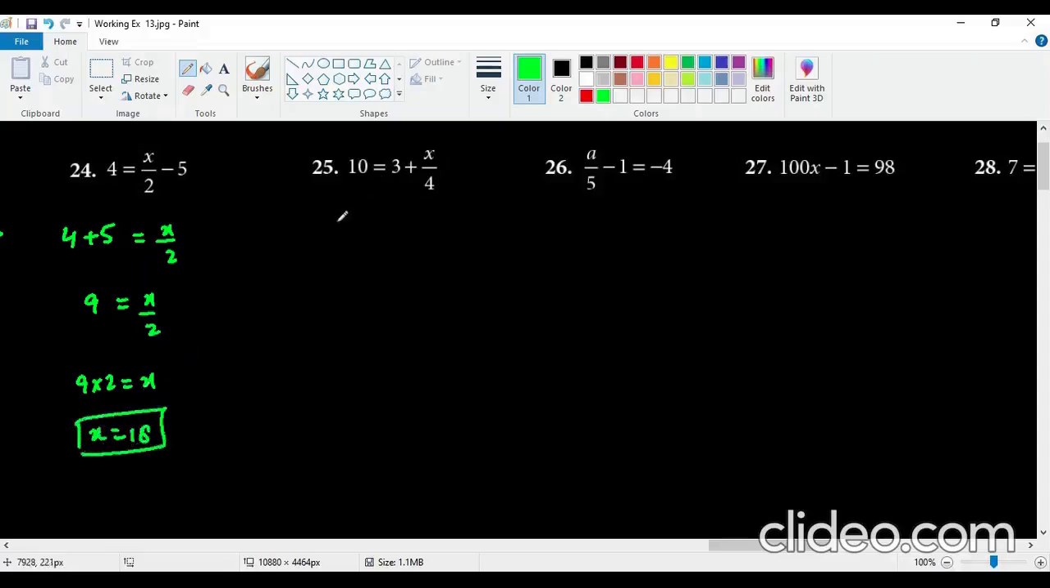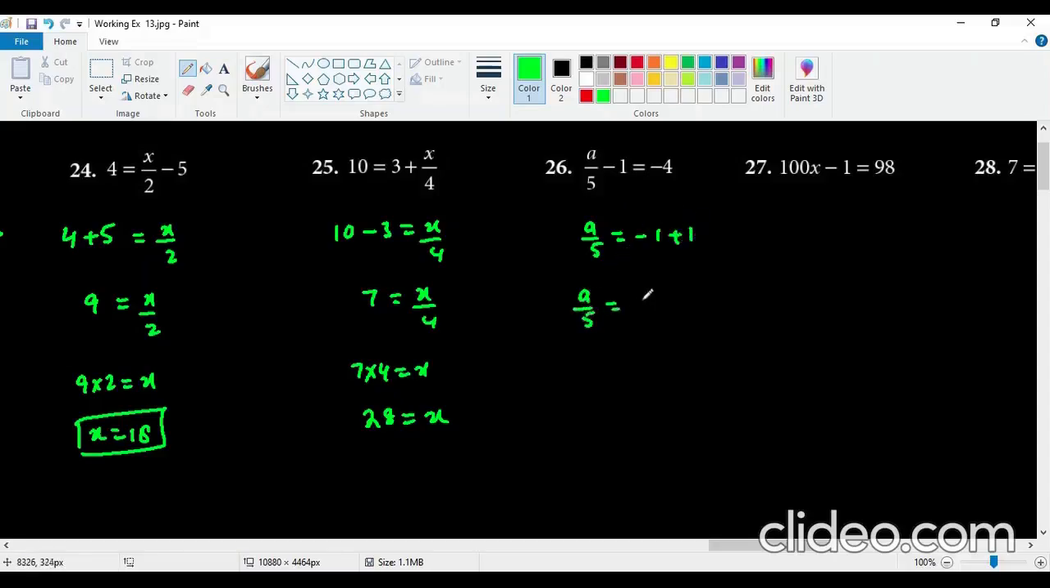When it comes to question number 25, what we do is 10 minus 3 equals x over 4. That means it's going to give us 7 equals x over 4. That means 4 is dividing this side, so on the other side it will go and multiply and make it 7 times 4, which is equal to 28. In here it is a over 5 equals minus 1 and plus 1. That means a over 5 equals 0. That means a equals 5 times 0, which is 0 itself.